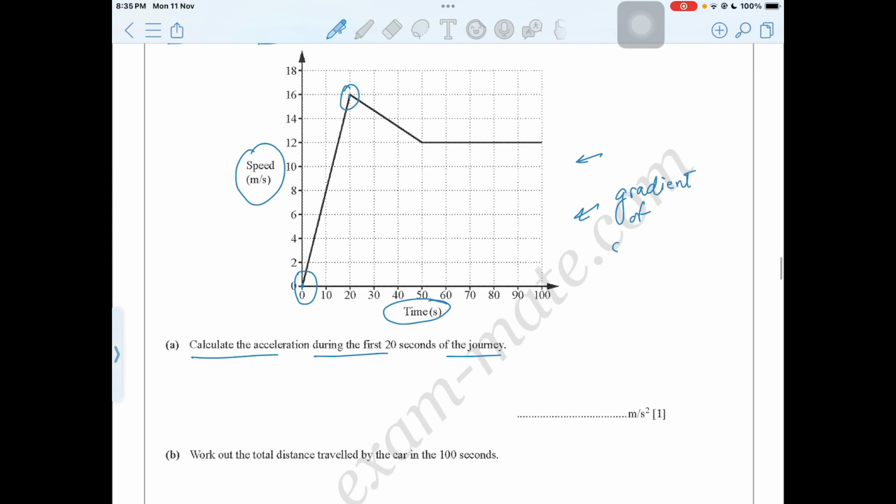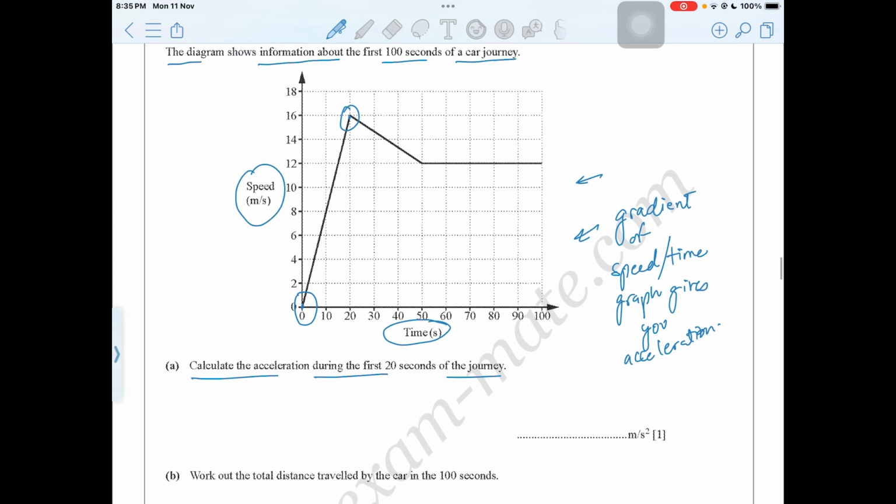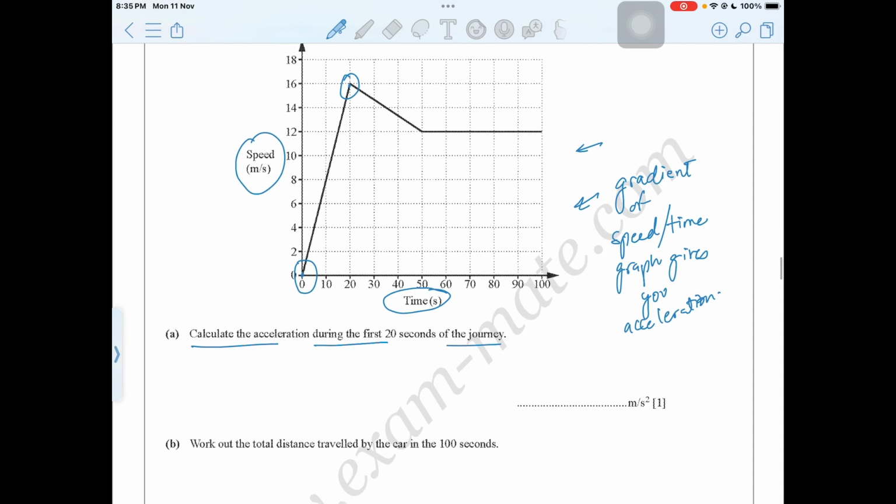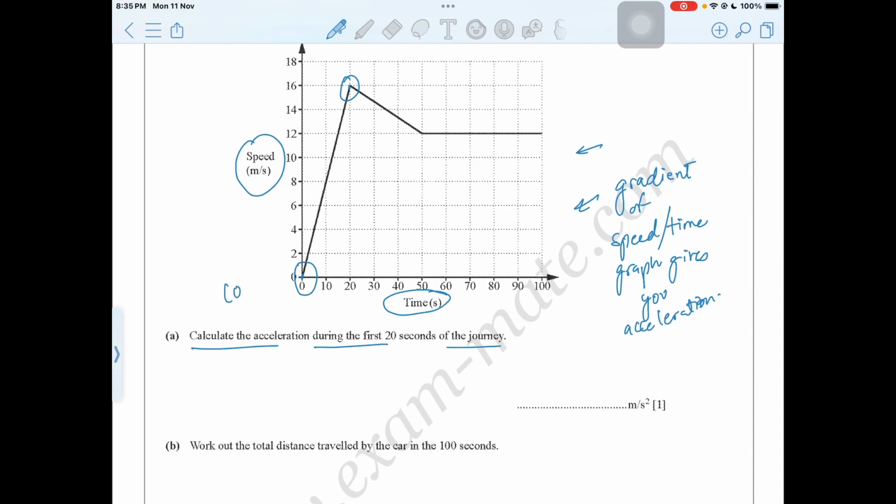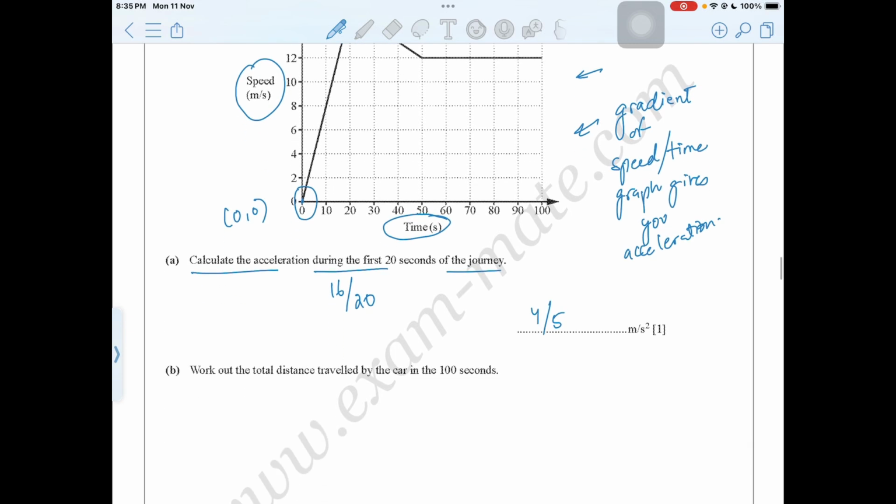The gradient of a speed time graph gives you acceleration, right? So we'll be calculating the gradient. We have this as 0, 0, and this would be 20 and 16. So this would be 16 over 20. That would be 4 over 5.